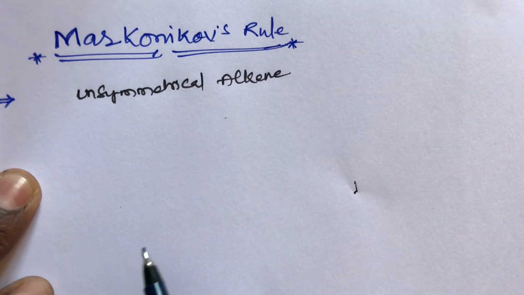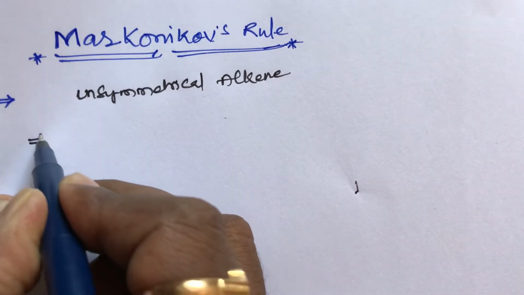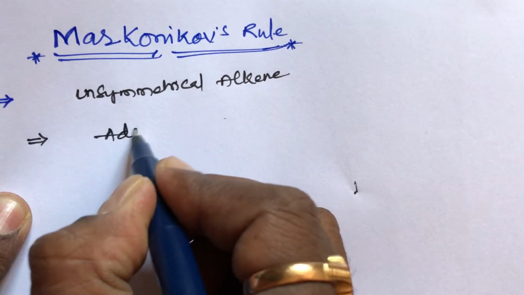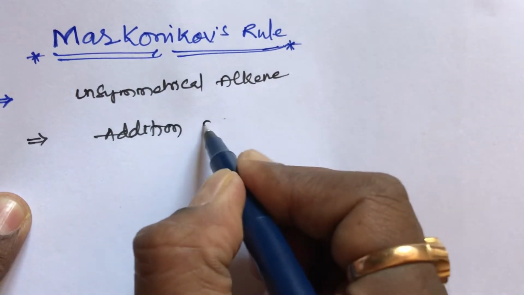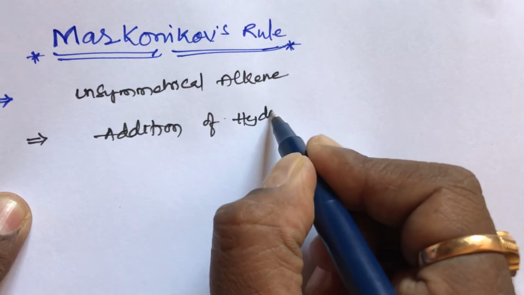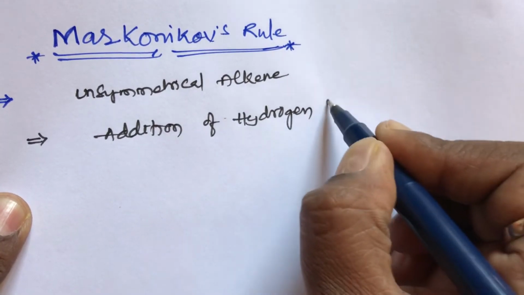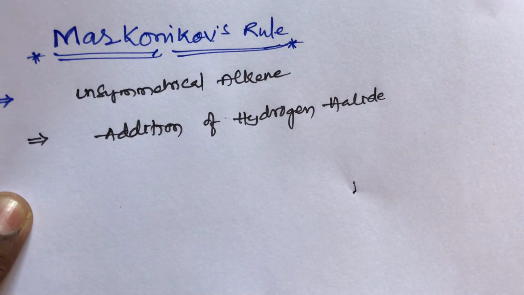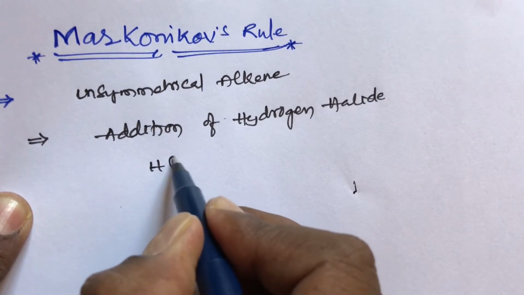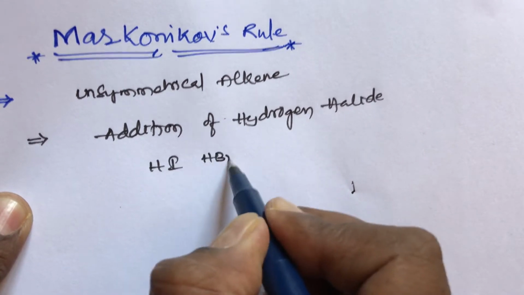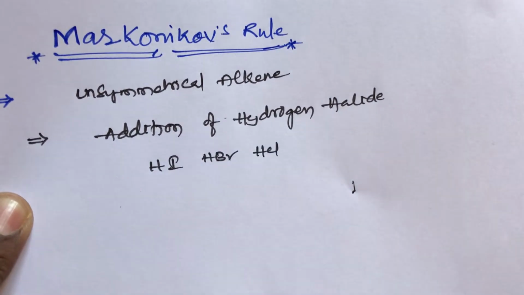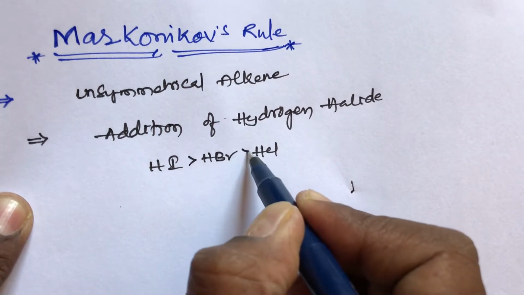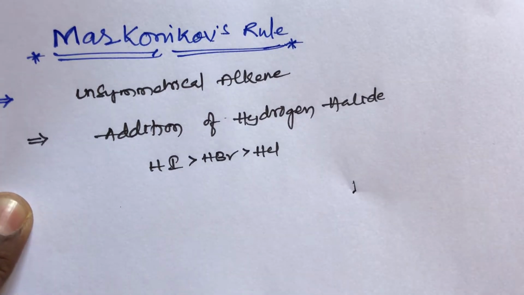And the second point is the addition of hydrogen halide. What are the hydrogen halides? That is HI, HBr and HCl, only these three. The order of favorability is HI greater than HBr, and HBr greater than HCl. This is the second condition.